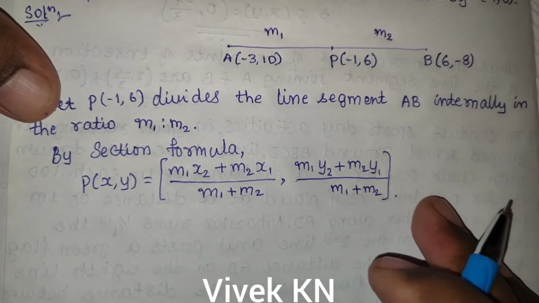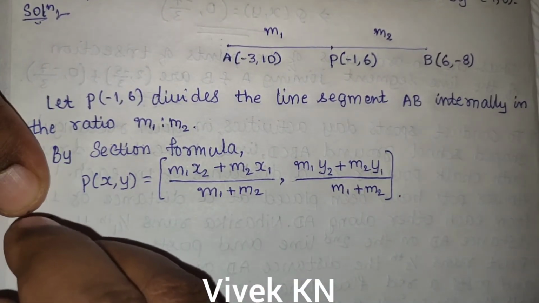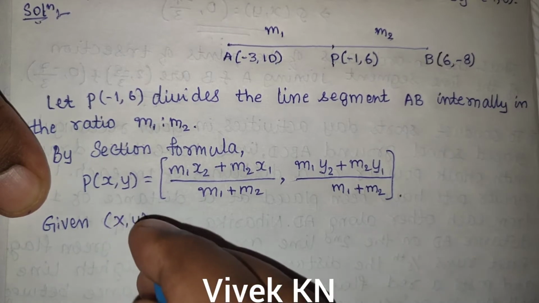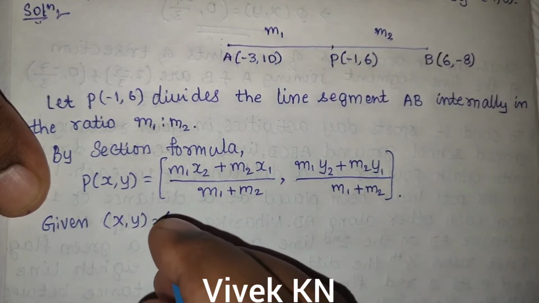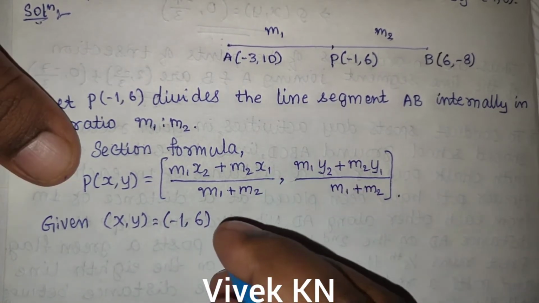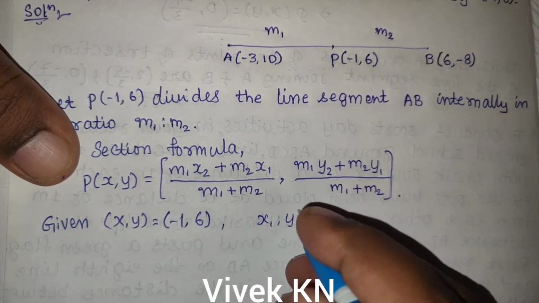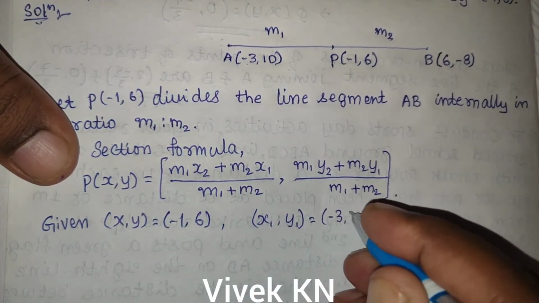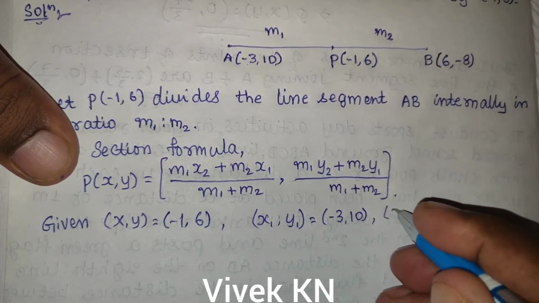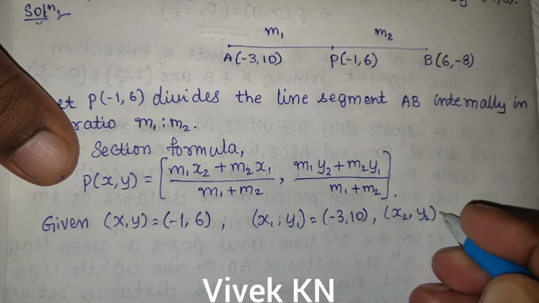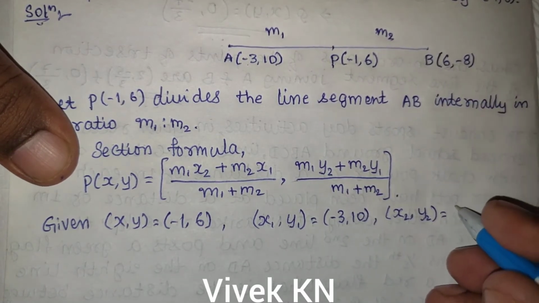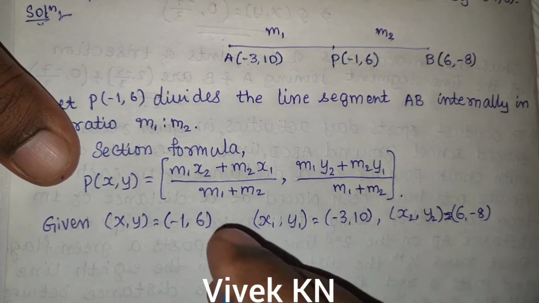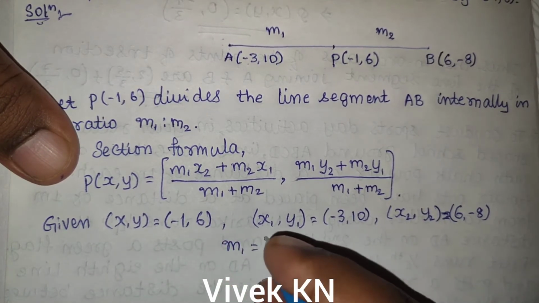Now let us write the given data here. Given x, y is -1, 6, and x1, y1 is -3, 10. x2, y2 is 6, -8. Now we have to calculate the values of m1 and m2.